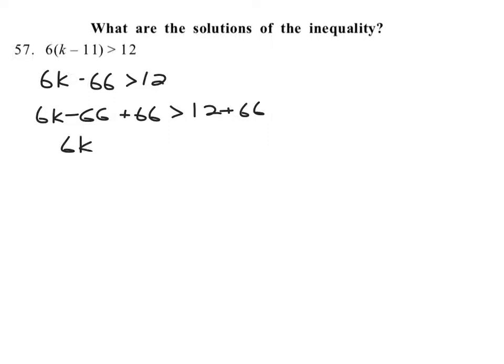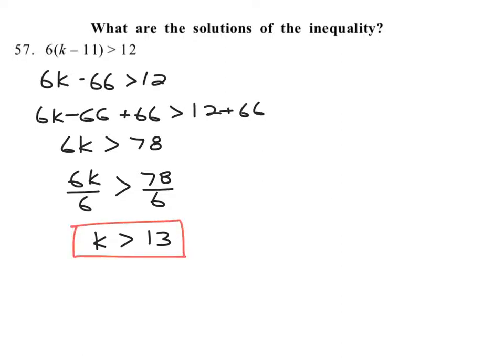And we get 6k is greater than 78. And we can actually divide both sides by 6 now. And we get k is greater than 13. Okay, let's go.